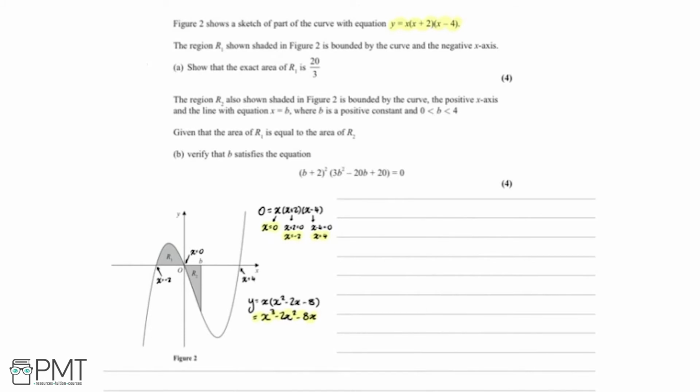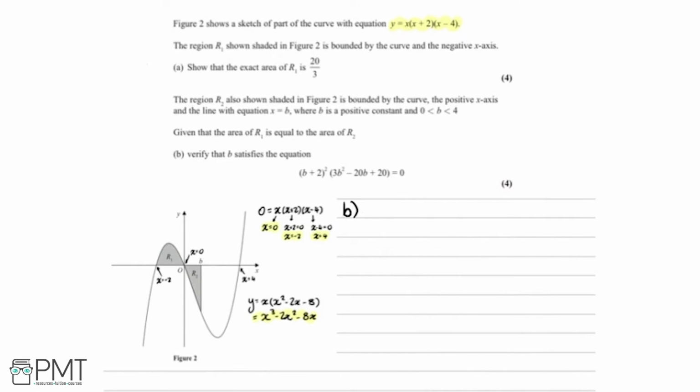The region R2, also shown shaded in figure 2, is bound by the curve, the positive x-axis, and the line with the equation x equals b. So that's this region here in figure 2, and this is the line here, x equals b. b is a positive constant between 0 and 4. Given that the area of R1 is equal to the area of R2, we need to verify that b satisfies the following equation: b plus 2 squared multiplied by 3b squared minus 20b plus 20 equals 0. And again, this part is for 4 marks.